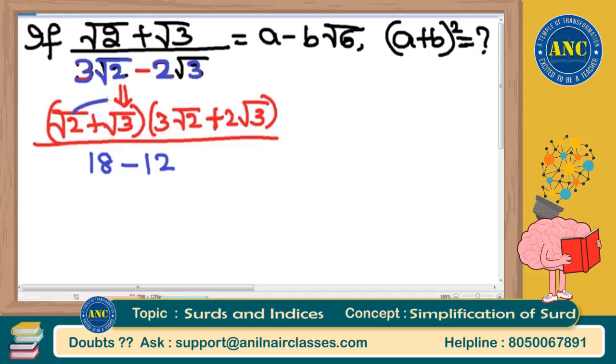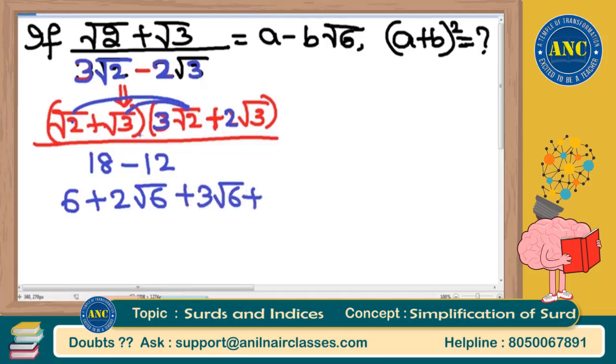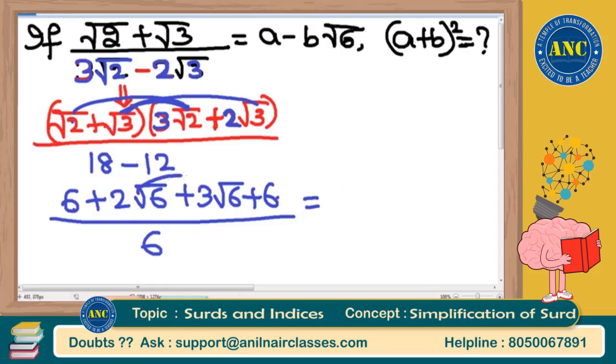What is numerator? Root 2 into root 2 is 2. 3 into 2 is 6. Root 2 into 2 root 3, it is 2 root 6. Root 3 into 3 root 2, it is 3 root 6. Root 3 into root 3 is 3. 3 into 2 is 6. Whole thing divided by 6. Right? This will give me 6 plus 6 is 12. 12 plus 5 root 6 divided by 6.